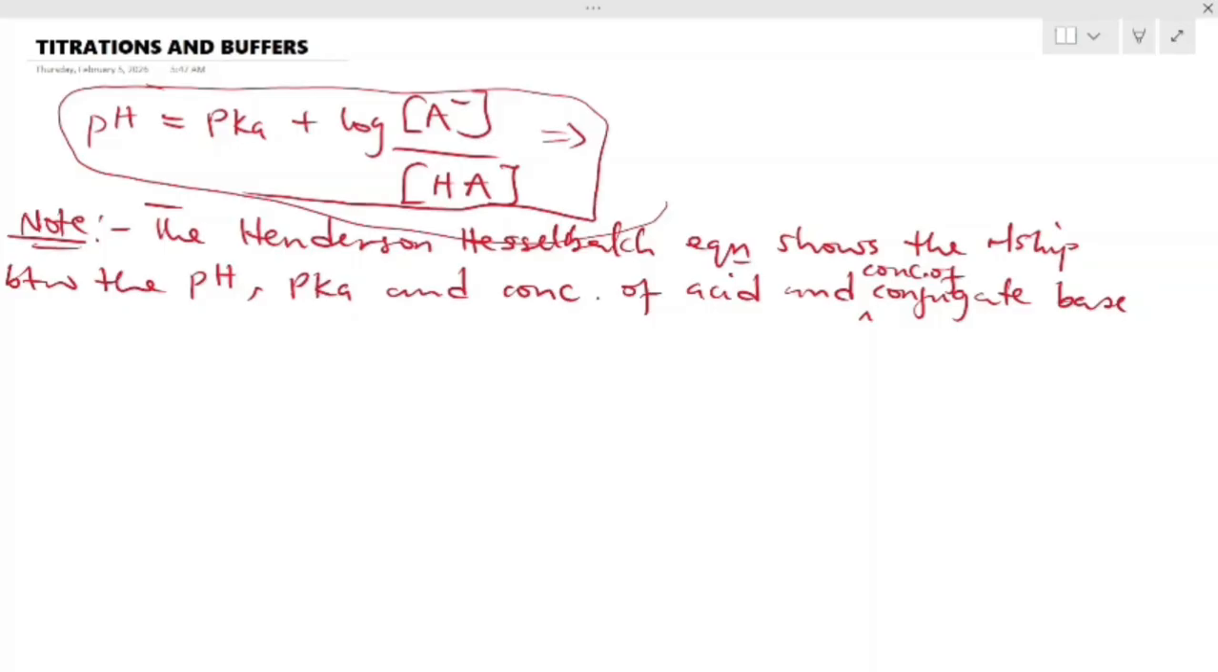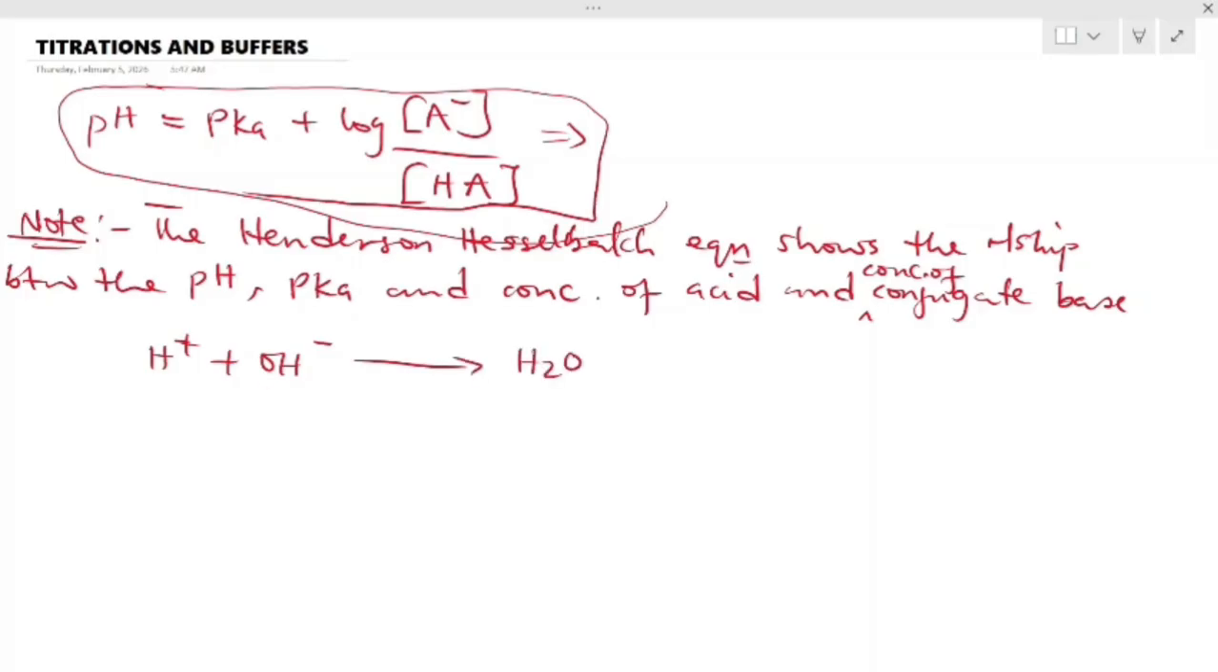So if we write the general representation, like when we started acid-base chemistry, we said that H plus OH will give you what? Water.